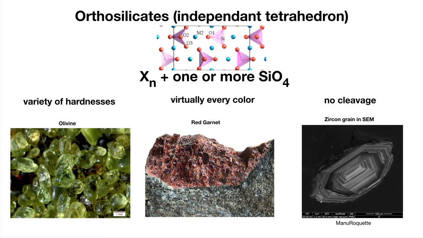Okay, peeps, somehow I forgot on my walkabout to mention orthosilicates, or silicates with independent tetrahedra. In these minerals, a silicate tetrahedron is bonded to a metal, and this group of silicates includes important minerals like olivine, garnet, and zircon, among many others. All right, back to the walkabout.